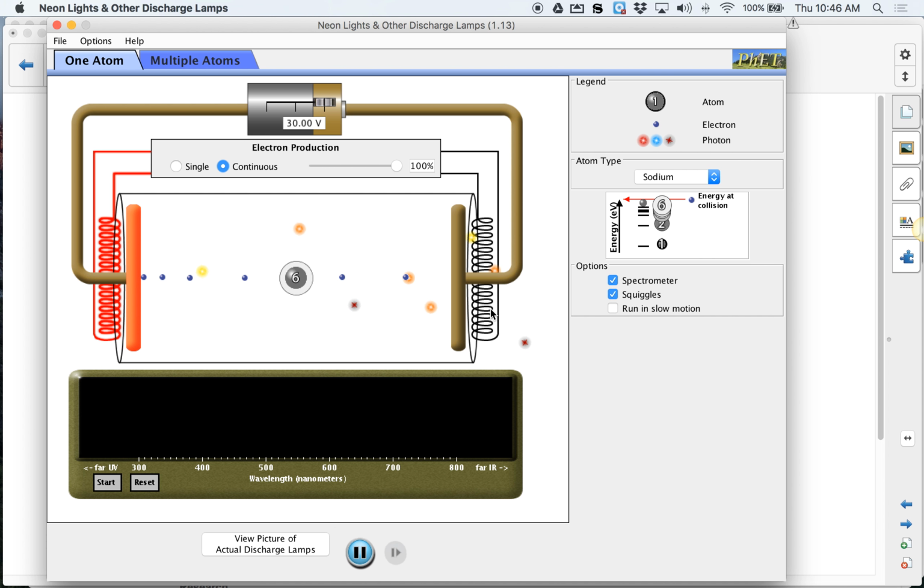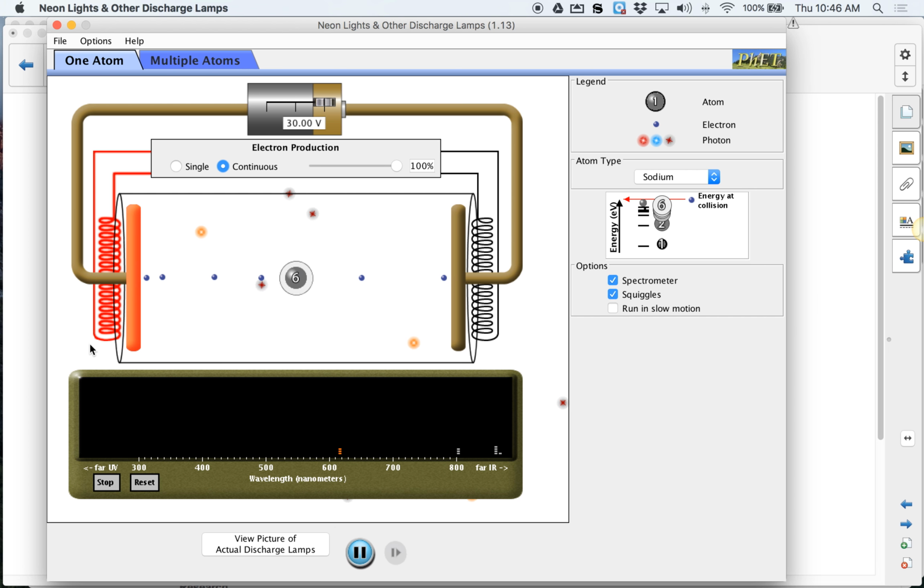Now, there's different colors produced here because of the different energy level gaps. They're not the same as they are in hydrogen, so we expect to see different colors. Why does it not look like my spectrometer is working? Aw, man. Okay, let's chart this first, and then we'll investigate that.